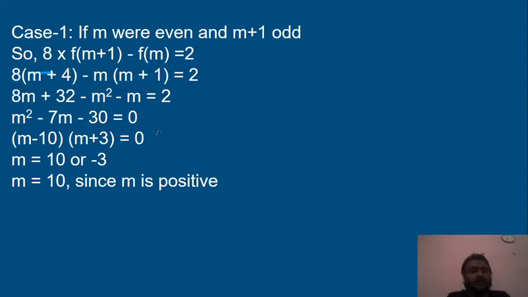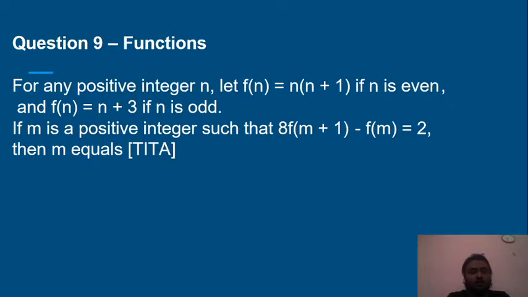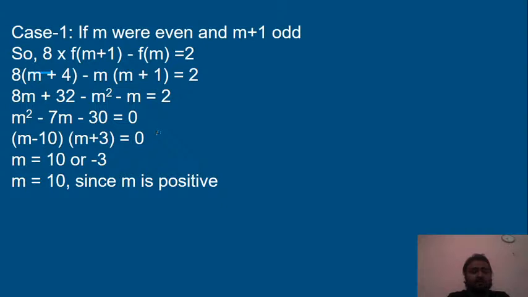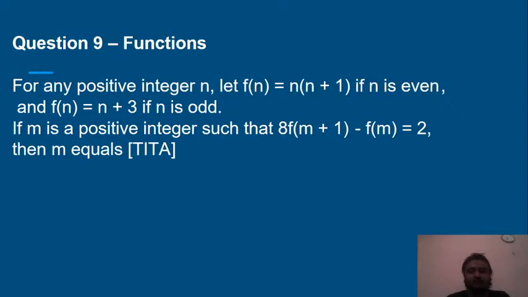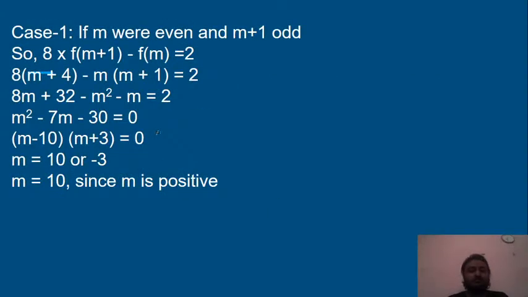Now 8 into f of m plus 1. I assume that m is even, so m plus 1 is odd, and for odd it is n into n plus 3. So when I assume it as odd, it becomes m plus 4 minus m into m plus 1, because when it is even we have to follow n into n plus 1. Here m has come in place of n, so don't get confused by the nomenclature. So it becomes very simple.